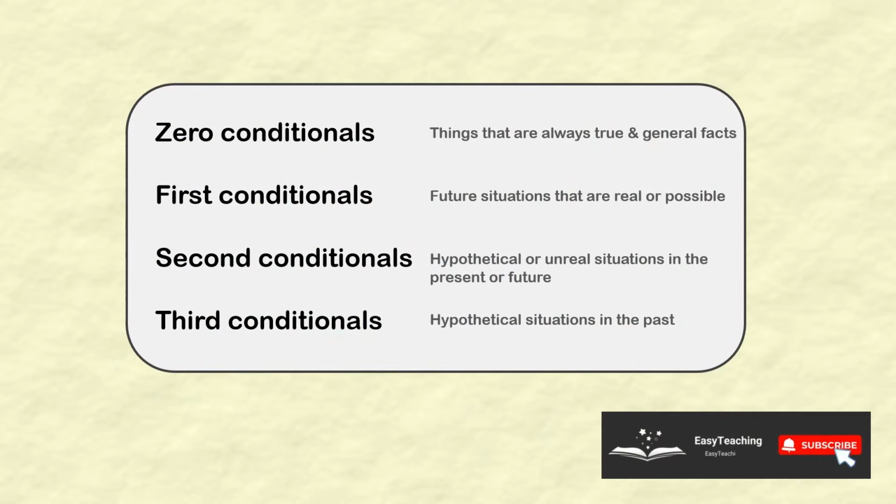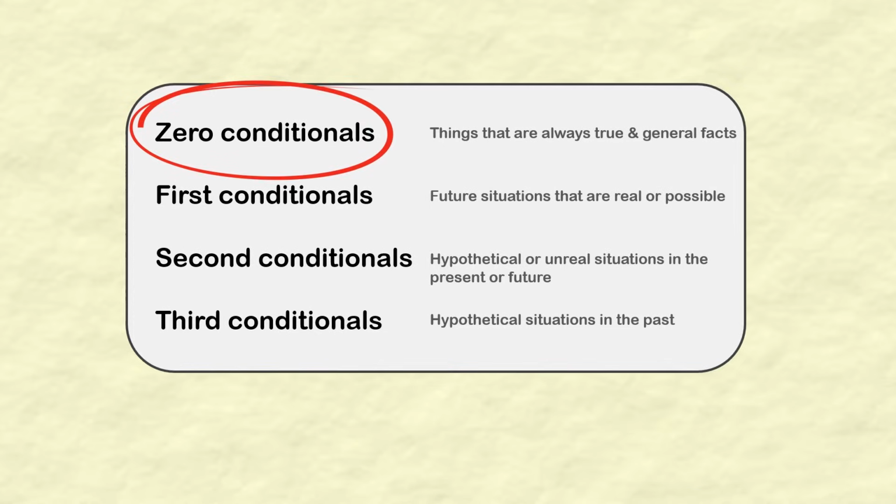There are 4 different types of conditional sentences. In this video, we're going to look at zero conditionals. Be sure to check out our videos on first, second, and third conditionals. You can find the links in the video description.